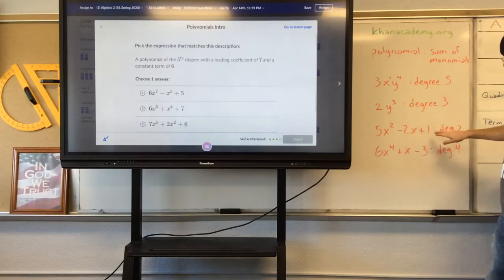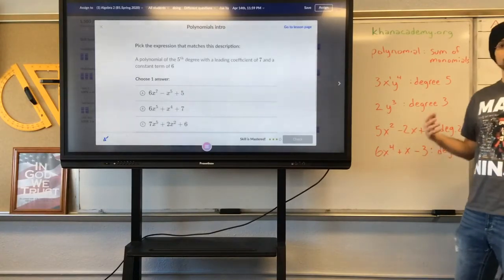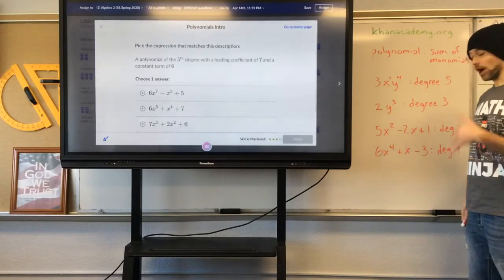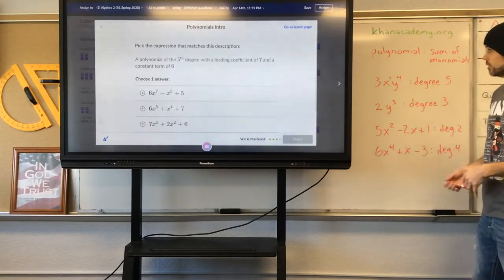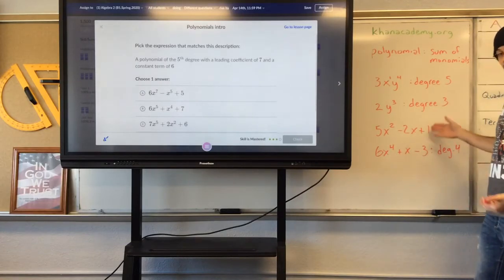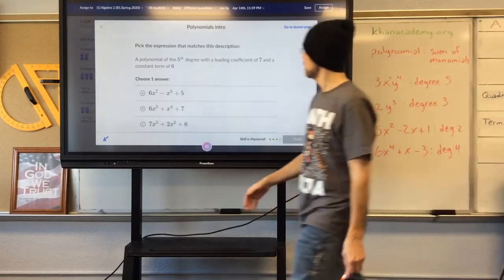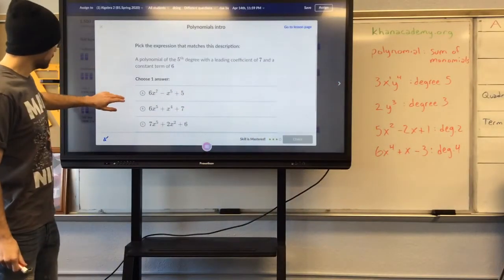Now, notice I didn't say that 1 or negative 3 are coefficients. That's because they're not being multiplied by a variable. So that makes those constant. They don't change as x changes. They stay what they are. 1 stays 1, negative 3 stays negative 3. Those are constant terms. So we go back to here.